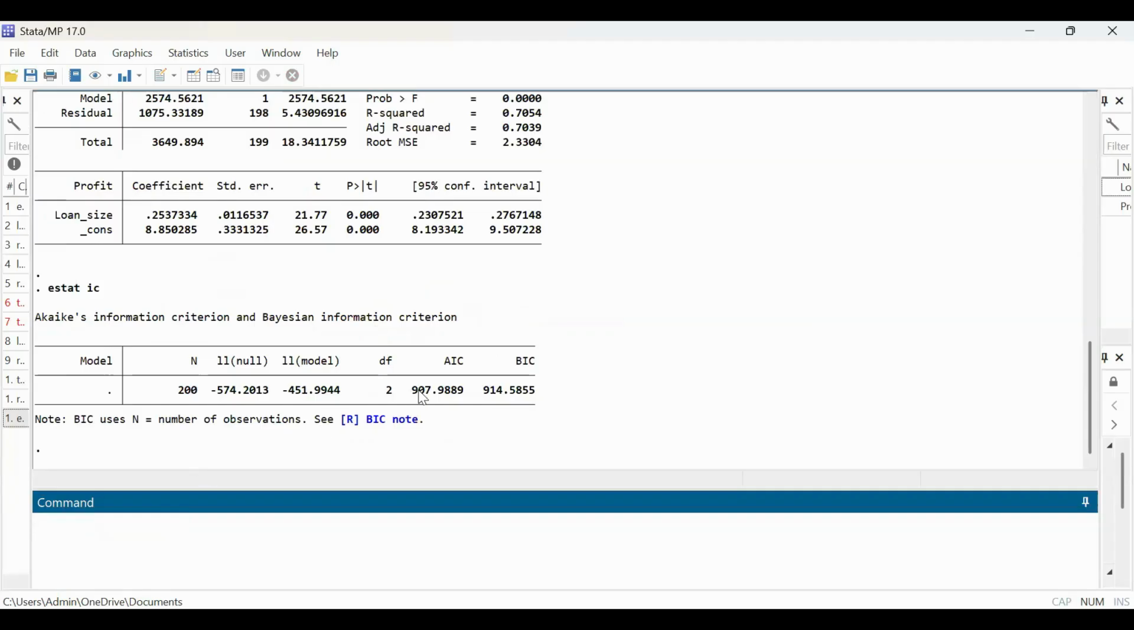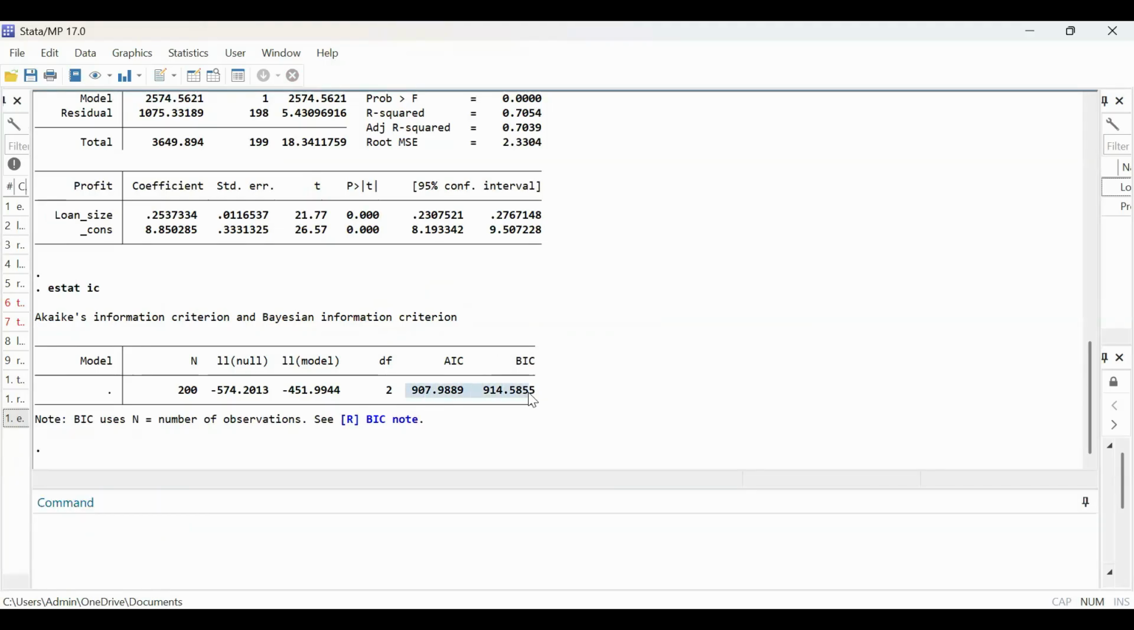Yes, Doc. So the AIC is 907.9889, and the BIC result is 914.5855. What do you use them for? You use them to compare models. The model with the smallest AIC and BIC is always the best. It's always the optimal model. Right now, this is our first model, but straight away we know this model will not work because the relation between x and y is not linear. But we're still running it for comparative purposes.